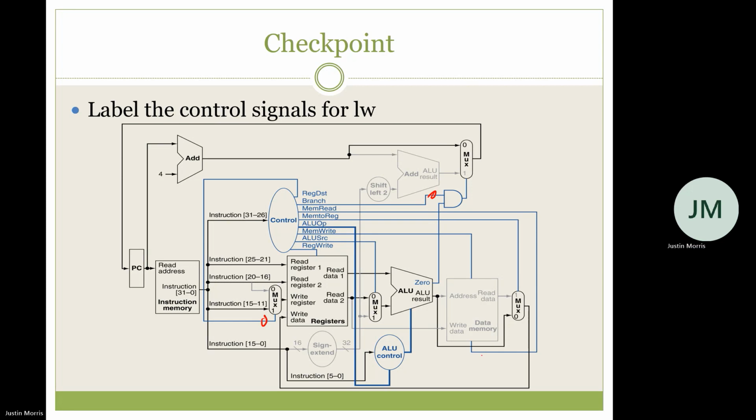mem read. Mem to reg. Yep, 1. Because we need to get this data. ALU op. Or just add. Mem write. ALU source. Reg write.